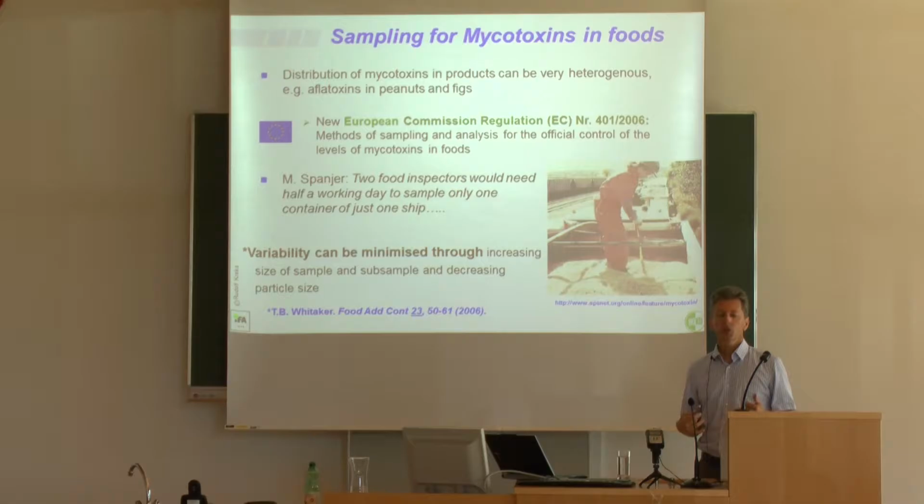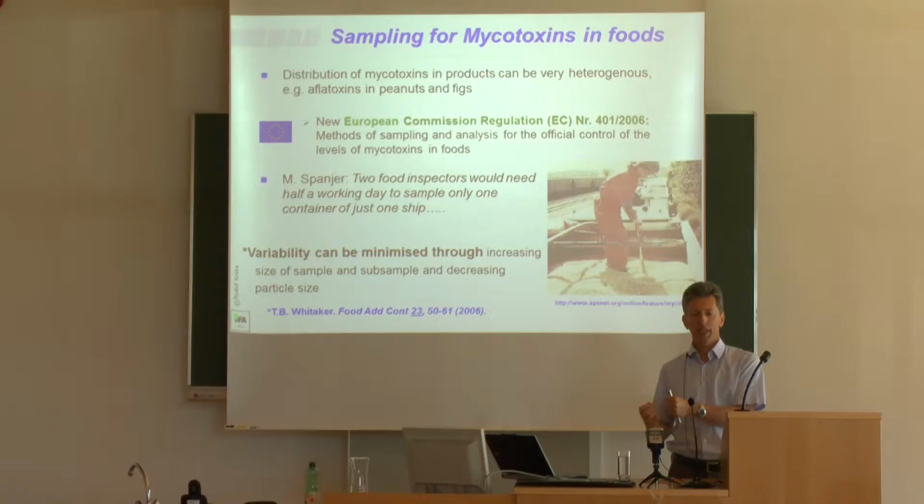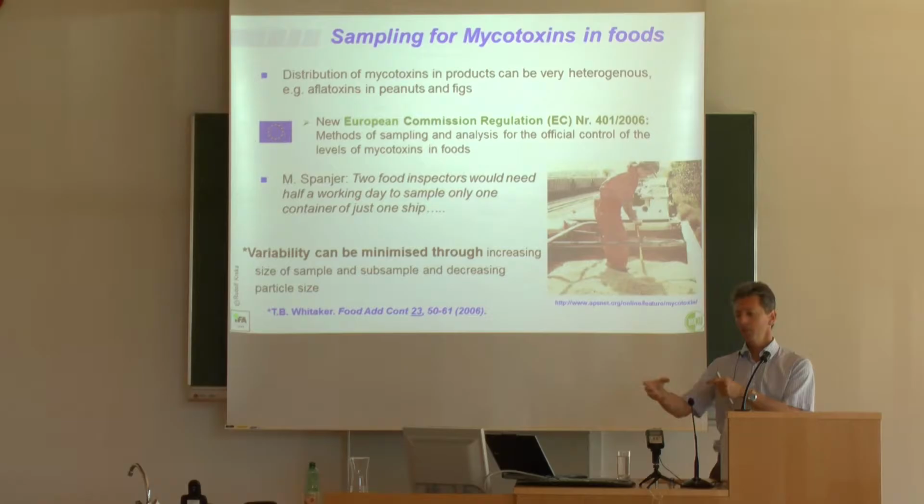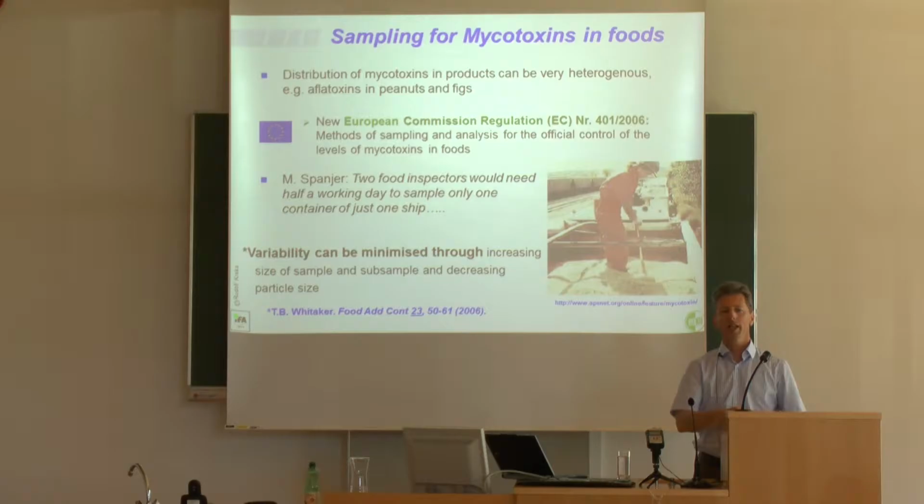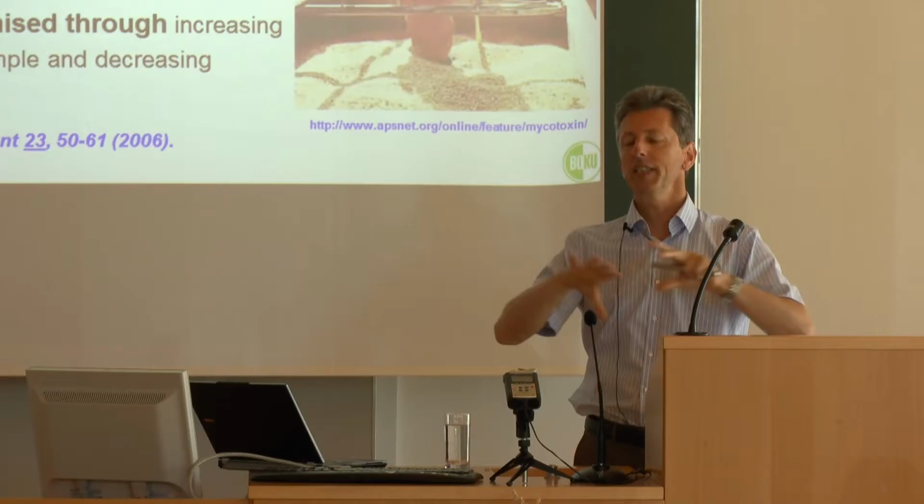Sampling for mycotoxins in food is always considered the most critical step. If there is a hot spot of a peanut which contains 500 microgram per kilogram aflatoxin B1, and you have a couple of other peanuts which are not contaminated at all, and you pick the wrong one, a non-representative one, then you can get completely different results, with differences of several hundred percent.